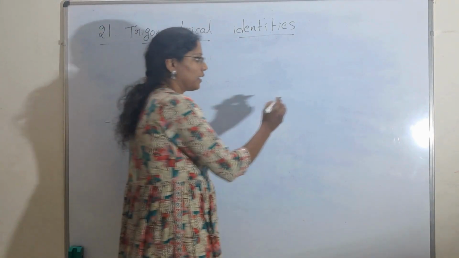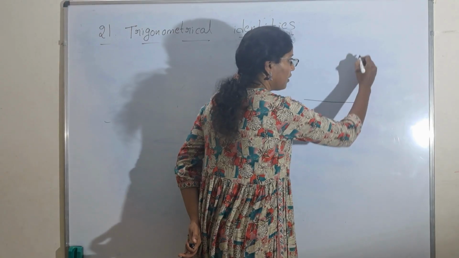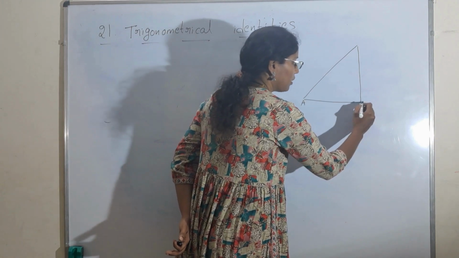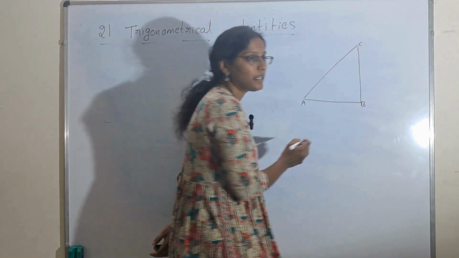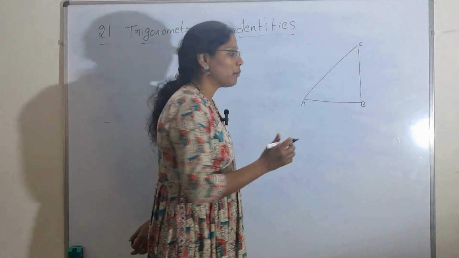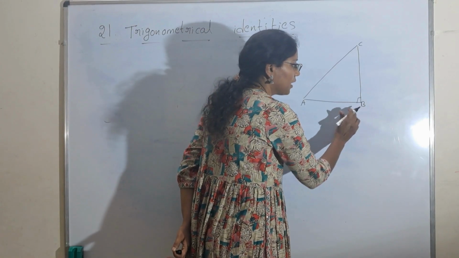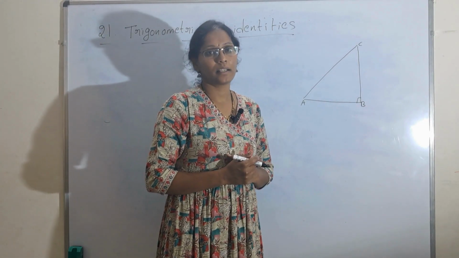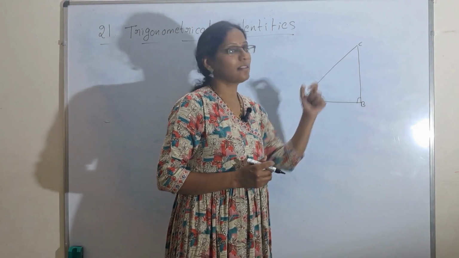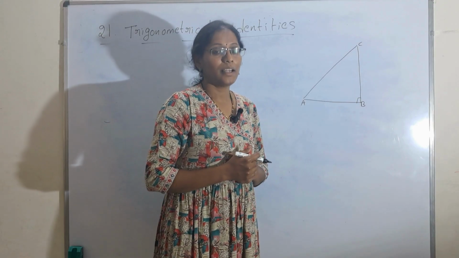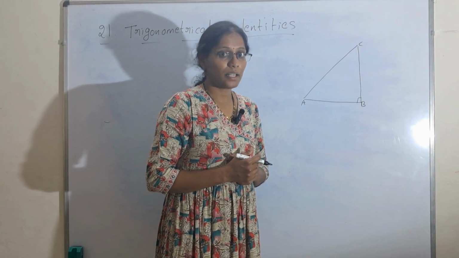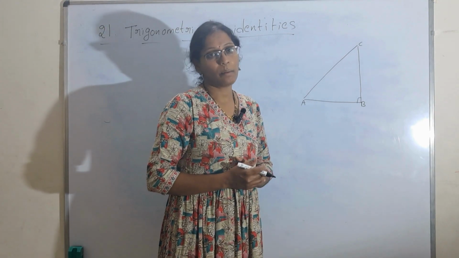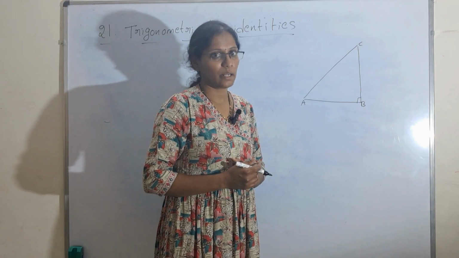Right angle triangle ABC. Right angle triangle means one angle is compulsorily 90 degrees. This is 90 degrees. The sum of the remaining two angles is 90 degrees, because in a triangle, the sum of all angles is 180 degrees. One angle is 90 degrees, which means the remaining two angles are compulsorily less than 90 degrees.